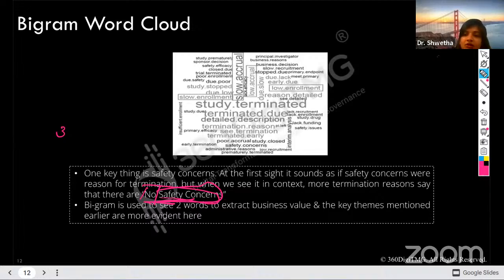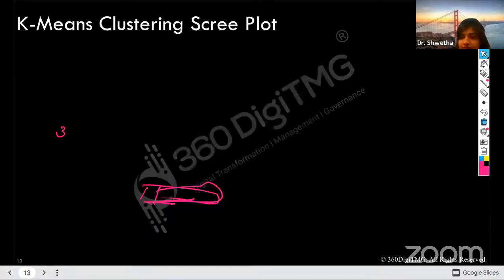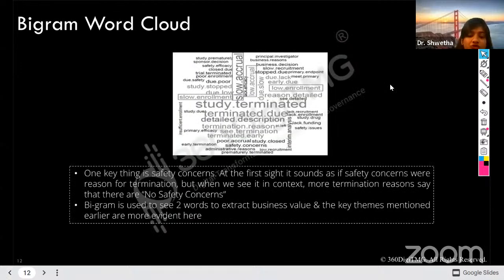So this is how n-grams, or different words taken together, help us understand the context of the data. Bigram is used to see two words to extract business values, and the key themes mentioned earlier are more evident over here.